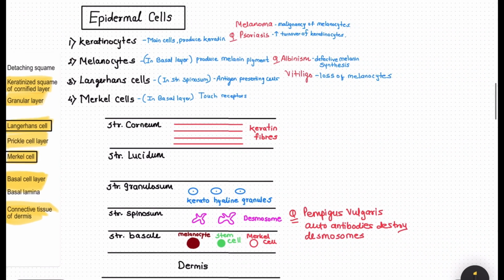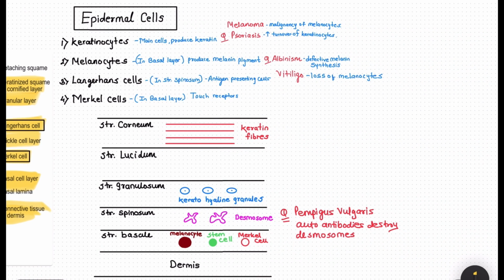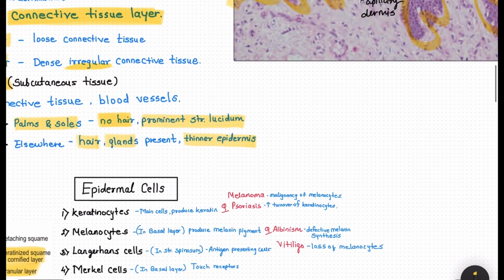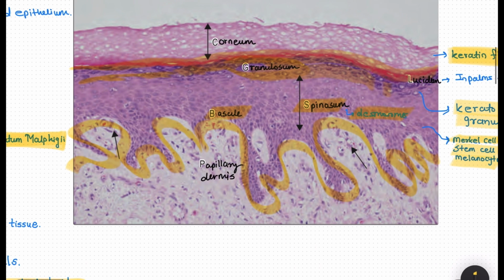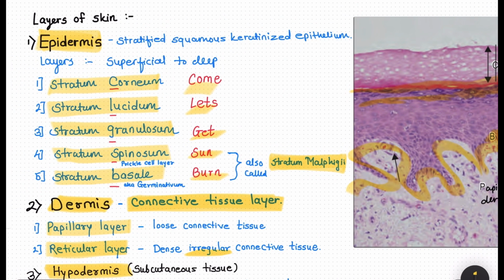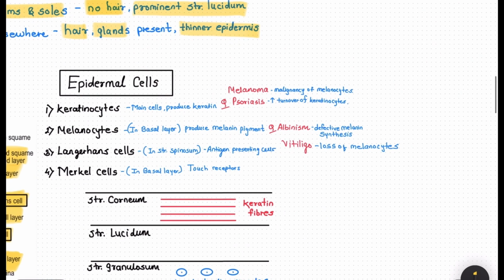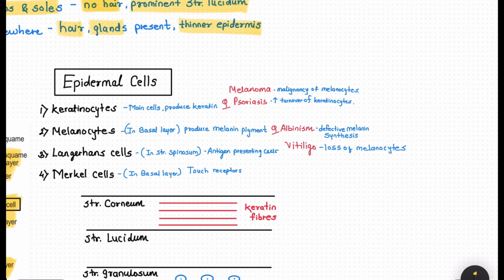Now, let's see this important slide which is showing cells in epidermal layers. First of all, we saw all these layers of epidermis which were come let's get sunburn. Now, let's see what are the specialized cells which lie within these layers. Okay. So, in epidermal cells, there are keratinocytes. Keratinocytes are one of the important cells which are main cells and they produce keratin. And also learn some clinical points related to this.